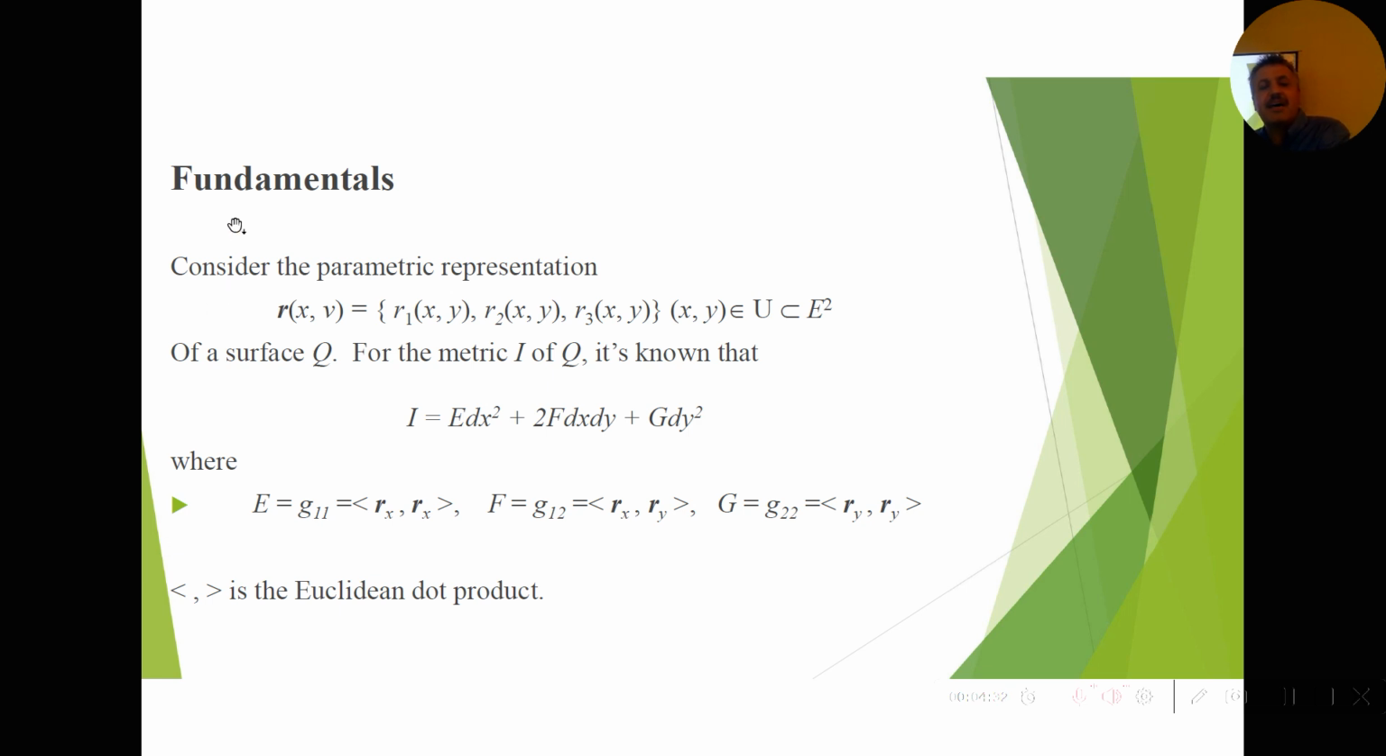Now I will give some fundamentals regarding the first, second, and third fundamental forms of a surface. Consider this parametric representation of a surface in the Euclidean 3-space. The metric I, or the first fundamental form of Q, is defined as follows, where E, which is G11, is given by the dot product of Rx, the partial derivative with respect to the parameter x, and Ry, the partial derivative with respect to the parameter y. The symbol denotes the Euclidean dot product. So we can find the first fundamental form from these relations.